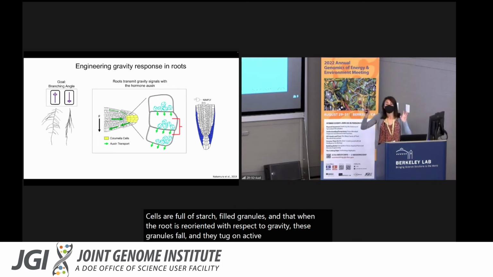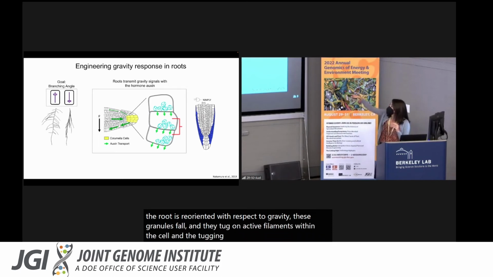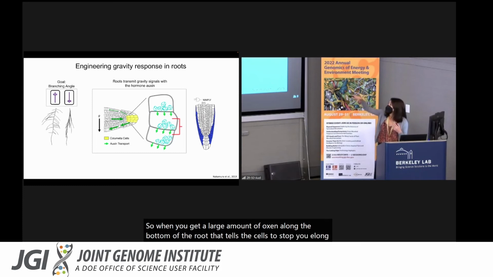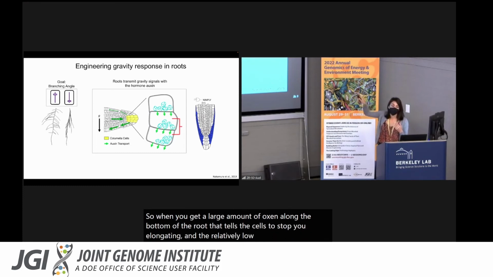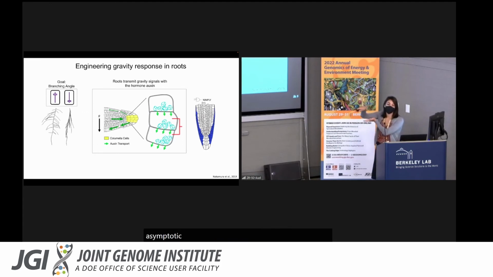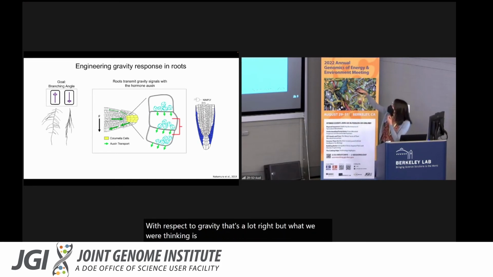actin filaments within the cell, and the tugging on those releases auxin into the neighboring cell types, and it does so asymmetrically. So when you get a large amount of auxin along the bottom of the root, that tells the cells to stop elongating, and the relatively low amount of auxin on the upper side of the root allows those cells to continue, and that asymmetric growth causes a bend in the root that reorients it with respect to gravity. That's a lot, right?